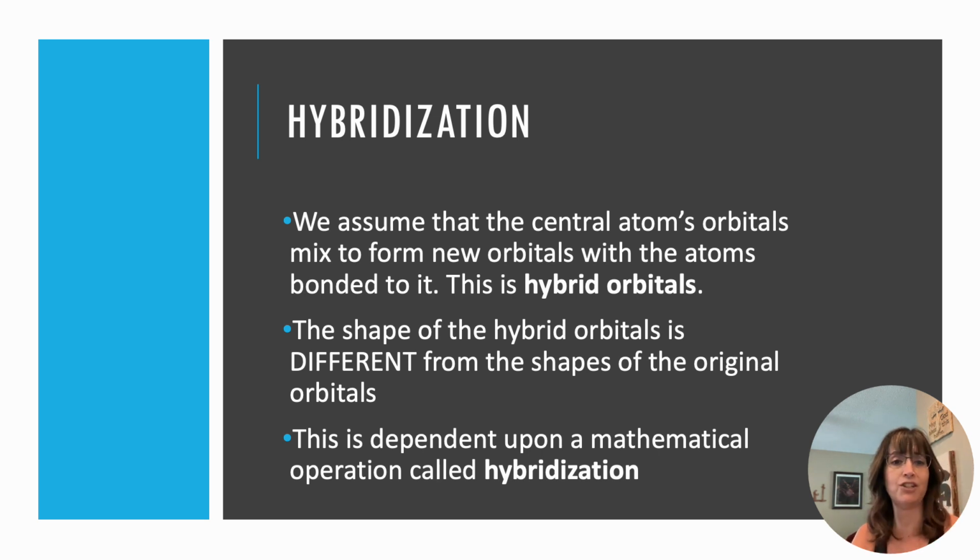Anyway, hybridization. We assume that the central atom's orbitals mix to form new orbitals with the atoms that are bonded to it. We call these hybrid orbitals, or hybridization. I will show you this and explain it on the next slide. And the shape of a hybrid orbital is different from the original. You guys know that s is spherical. You know that p orbitals look like dumbbells. Well, when an s combines with a p, you get a totally unique shape. It's kind of neat. And by the way, all this is based on mathematical, statistical, icky math. Just trust me on this. And we call it hybridization.